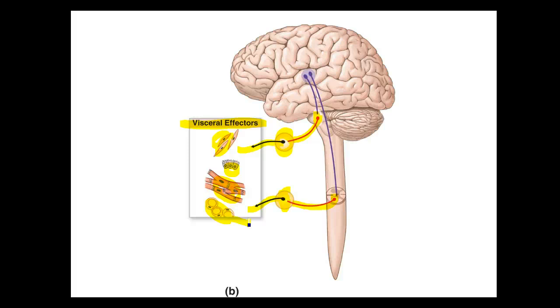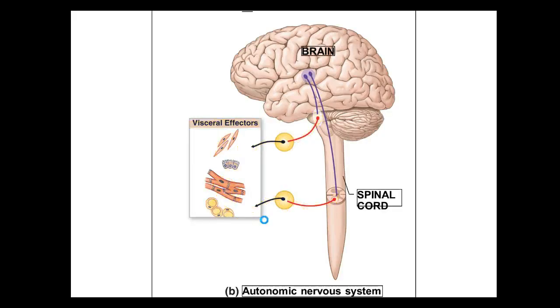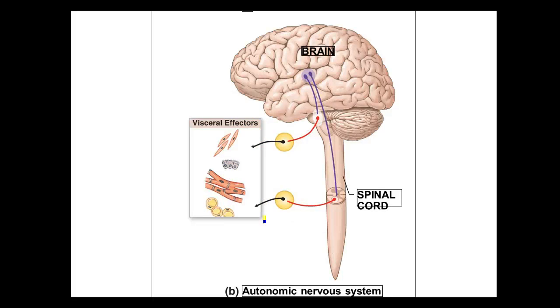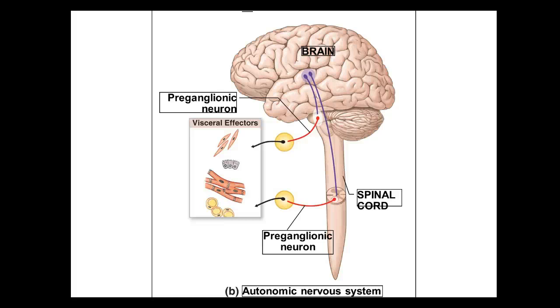So the autonomic motor pathway has two motor neurons, but there's a little bit more to it that we haven't talked about. We can see the brain and spinal cord, and we have the first motor neurons exiting the brain and spinal cord. These motor neurons are actually known as preganglionic neurons. So the first motor neurons in the autonomic pathway are known as preganglionic neurons. Those preganglionic neurons are going to communicate with a second motor neuron. Where they communicate is in a spot called a ganglia.